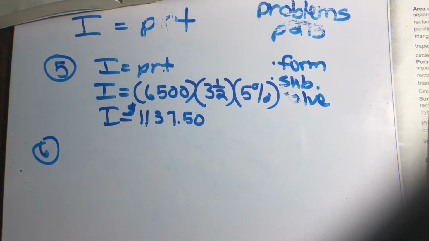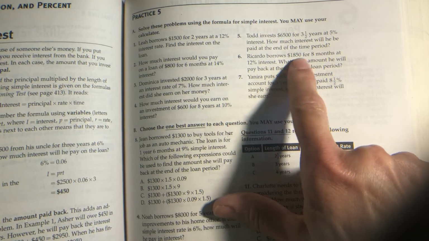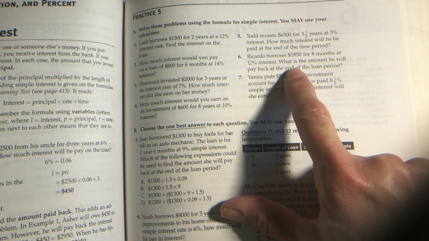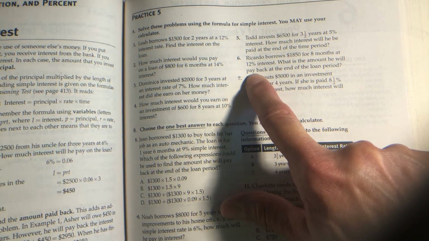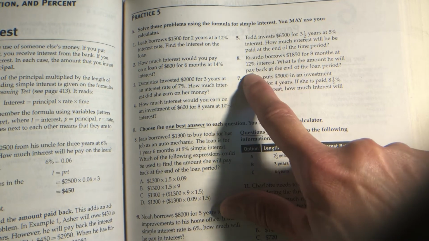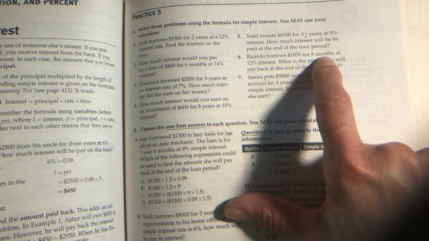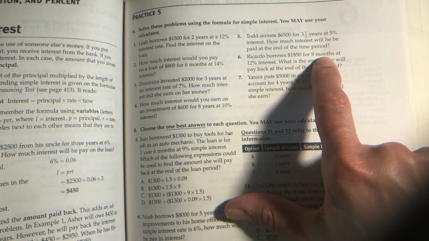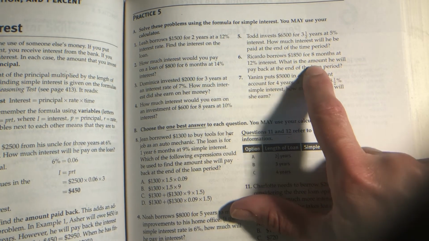And this will be our last problem on this video. Talking about Ricardo. Ricardo borrows $1,850 for 8 months at 12% interest. What is the amount he will, look at those words, pay back? Pay back at the end of the loan period. And notice the time is given to you in months. Now what do we do when it's given to us in months? How do we put it in our formula? We put it as a fraction, 8 over 12.